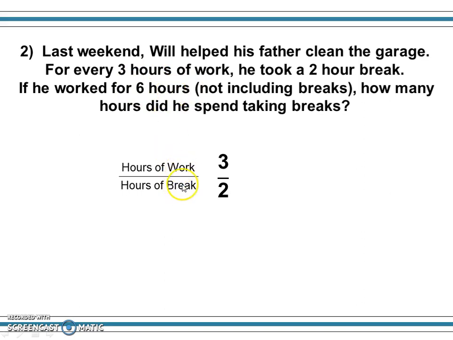So looking at my labels, which are really important, by the way, you always want to make sure that you're labeling things to be consistent. So hours of work should go on top. So I'm going to say this is equal to 6 over x, because I don't know how long he took a break for. That's what I'm trying to find. Okay, so again, look for either a vertical or a horizontal relationship.